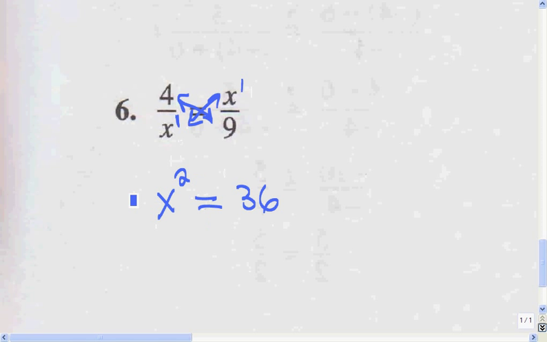Since the variable is already isolated, I just skip to this step, square rooting it. I use my radical function to solve for x. So the square root of x squared is x. The square root of 36 is plus or minus 6.